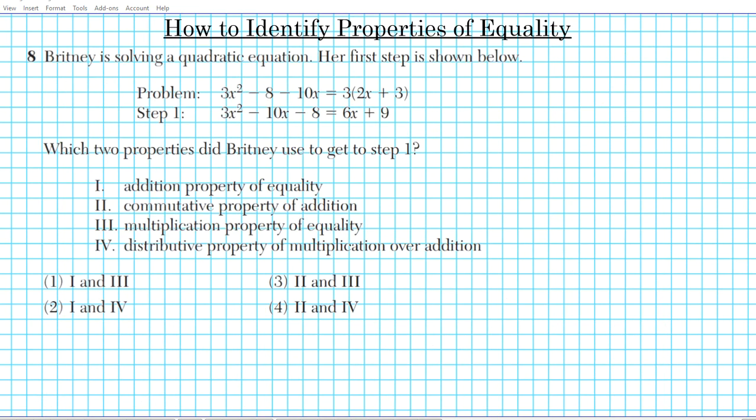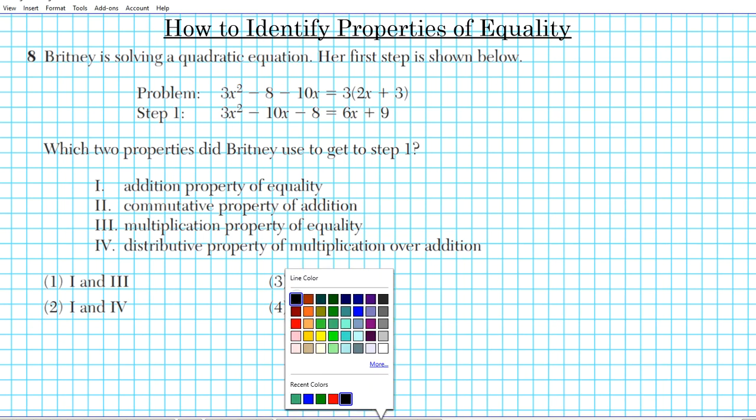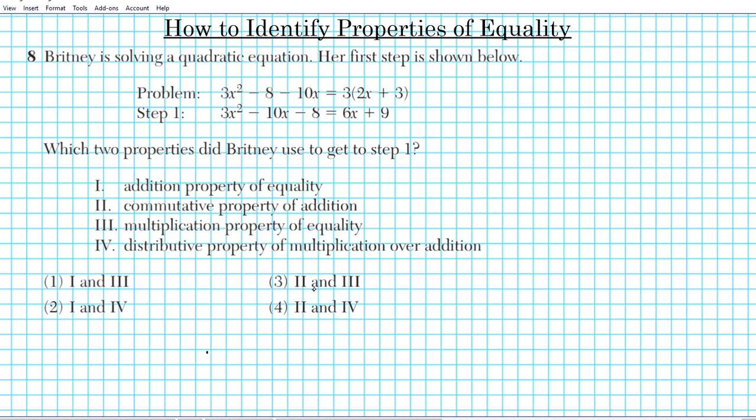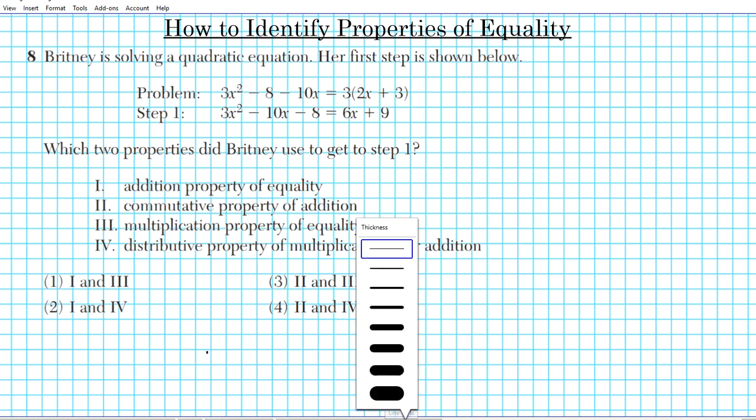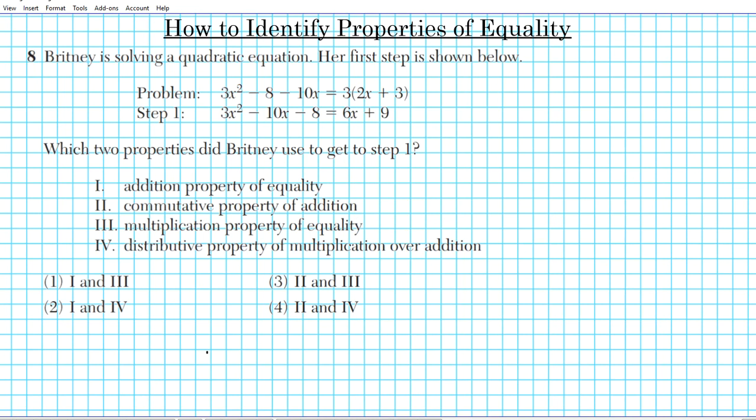All right, let's take a look at question number 8. In question 8, we're learning how to identify the properties of equality given the steps that a student executed. All right, so question 8 reads, it says, Brittany is solving a quadratic equation. Her first step is shown below. So this is the original problem, 3x squared minus 8 minus 10x equals 3 times the quantity 2x plus 3. And then step 1, she has 3x squared minus 10x minus 8, which is equal to 6x plus 9. Question, which two properties did Brittany use to get to step 1?